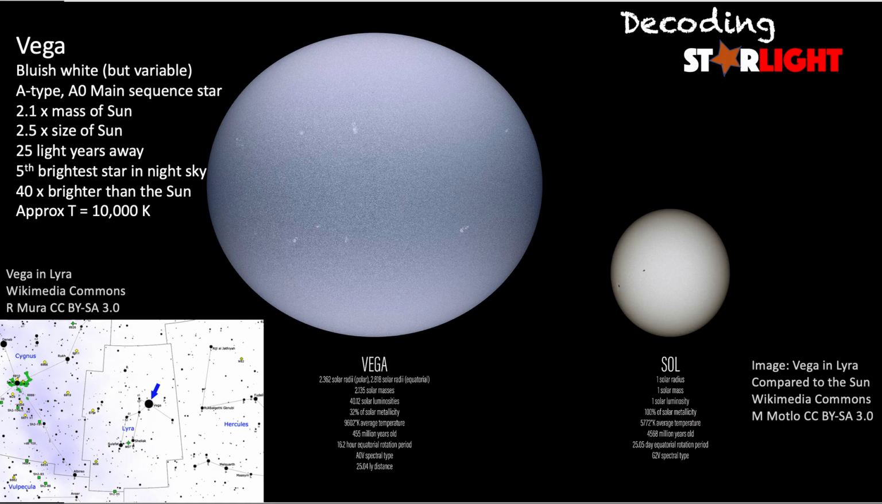And the other one that we'll have a look at, a bluish white star, Vega, in the constellation of Lyra, and 40 times brighter than the sun, but of course it's much further away, and its temperature is 10,000 degrees Celsius. It says Kelvin there, which is nearly 300 degrees more.